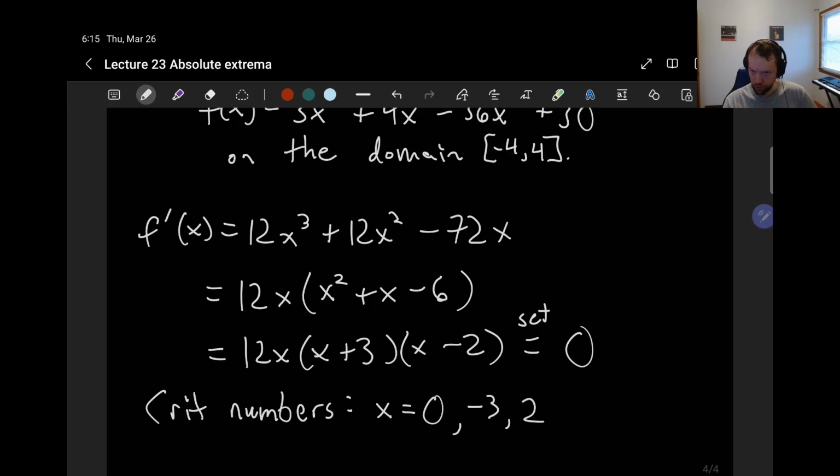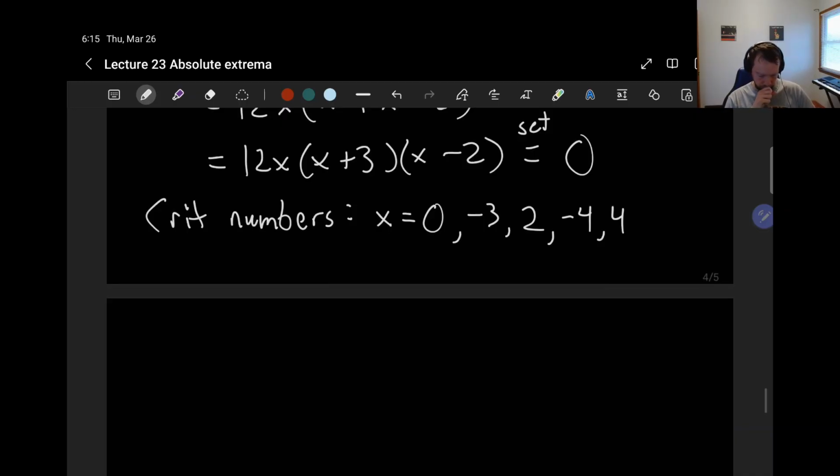Well, are there any other critical numbers? So we've covered right here, these are when the derivative is 0. This derivative will always be defined. It's a polynomial. Well, remember there was another kind. Whenever you have endpoints in your domain. With these closed intervals, my domain is suddenly cut off at -4 and 4. So we have to check those points because they could be absolute extrema. So we have to check all these critical numbers.